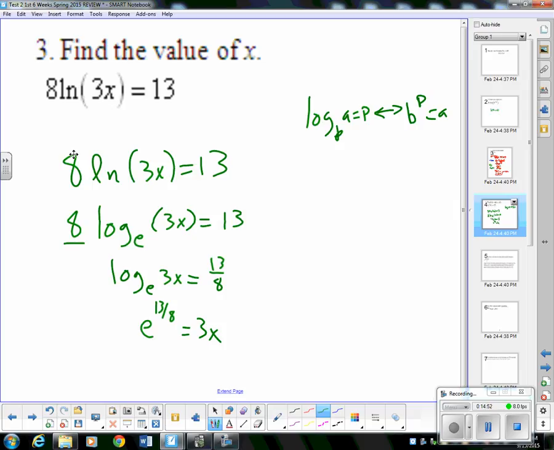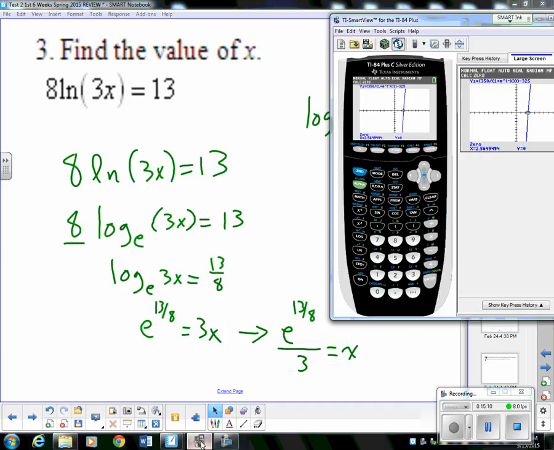Therefore, just move to the right here, e raised to the 13/8 power, that whole thing divided by 3, is going to be equal to x. E raised to the 13/8 power divided by 3 is going to be x. Now we'll put it up here on the calculator.